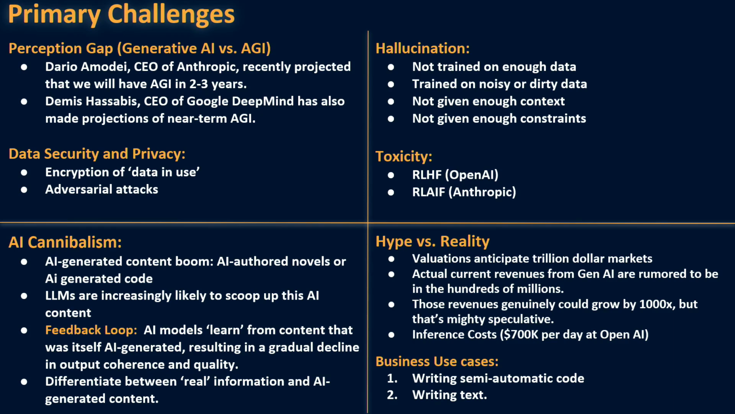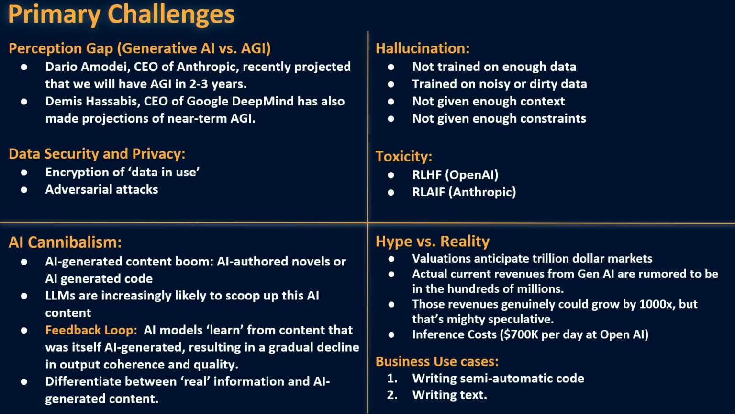The hallucination factor. You cannot eliminate the hallucination factor, but at the same time, you can control it with methods like RAG and all of that. So why is this hallucination occurring? In the sense, it's not trained on enough data, there is not enough context, enough constraints, but we cannot eliminate it. It still stays there.